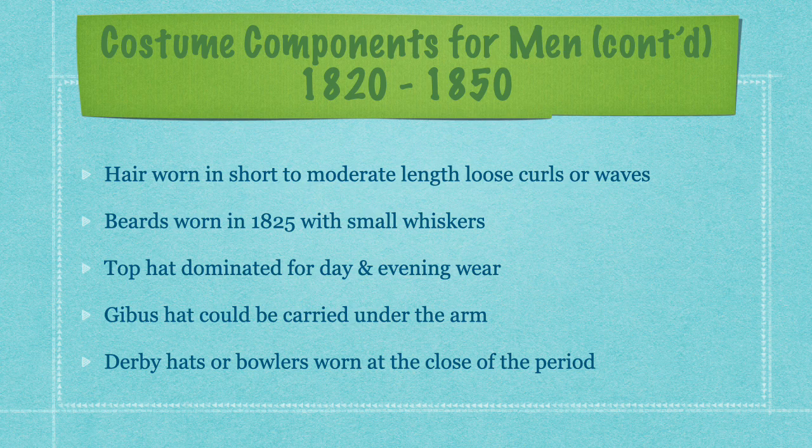So the Gibus hat was a collapsible top hat for evening wear. It was named after its inventor. This was fitted with a spring so that the hat could be folded flat and carried under the arm. The derby hat or the bowler began to be worn at the close of the period. These hats had stiff, round, bowl-shaped crowns with narrow brims. Caps were favored for sports in particular.